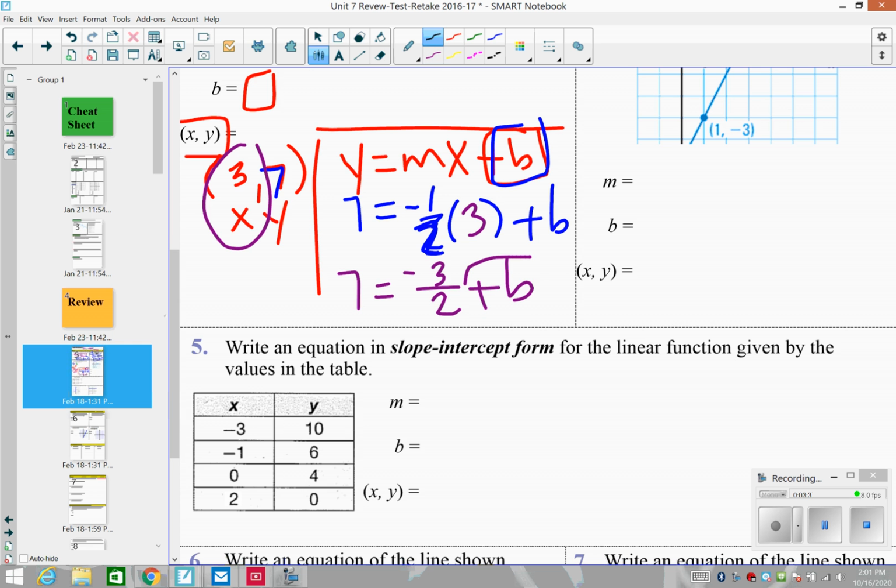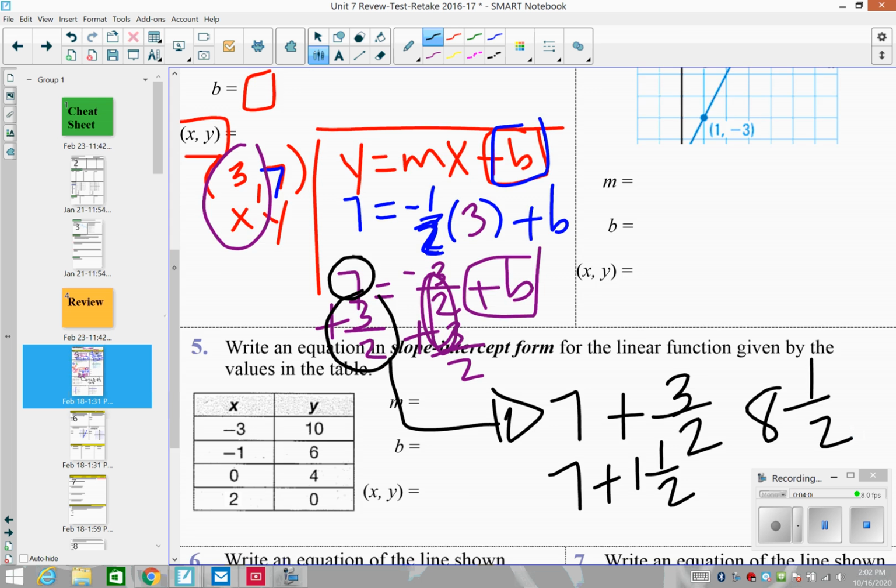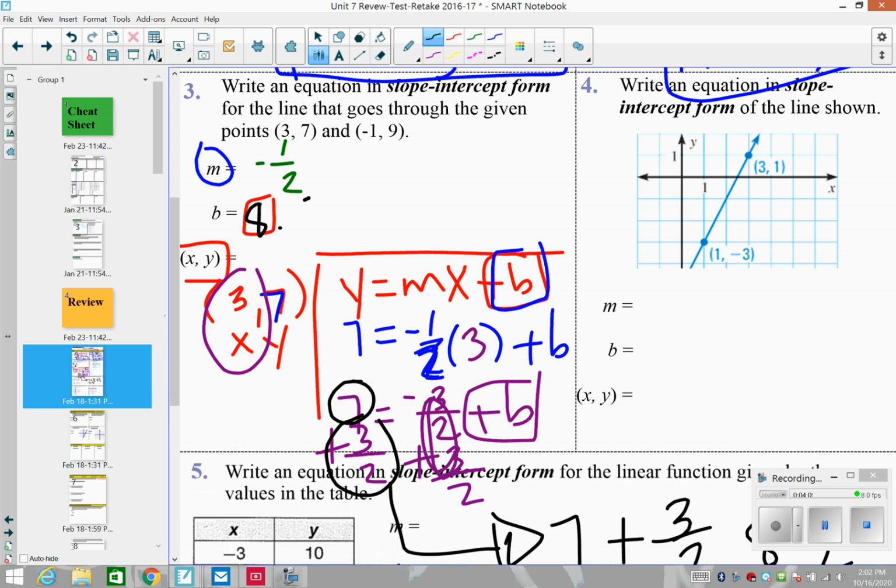So 7 is equal to -3/2 plus b. Solving for b then, we are going to add 3/2. Sorry about my mess here. So the b value is 7 plus 3/2. So you can put that in your calculator if you want. Or you can think of this as 7 plus 1/2, which is 8.5. So we would say that the b value here is 8.5 or 8 1/2. I'm going to pause the video to give you a chance to catch up, and I have to erase a bunch of things before we move on.